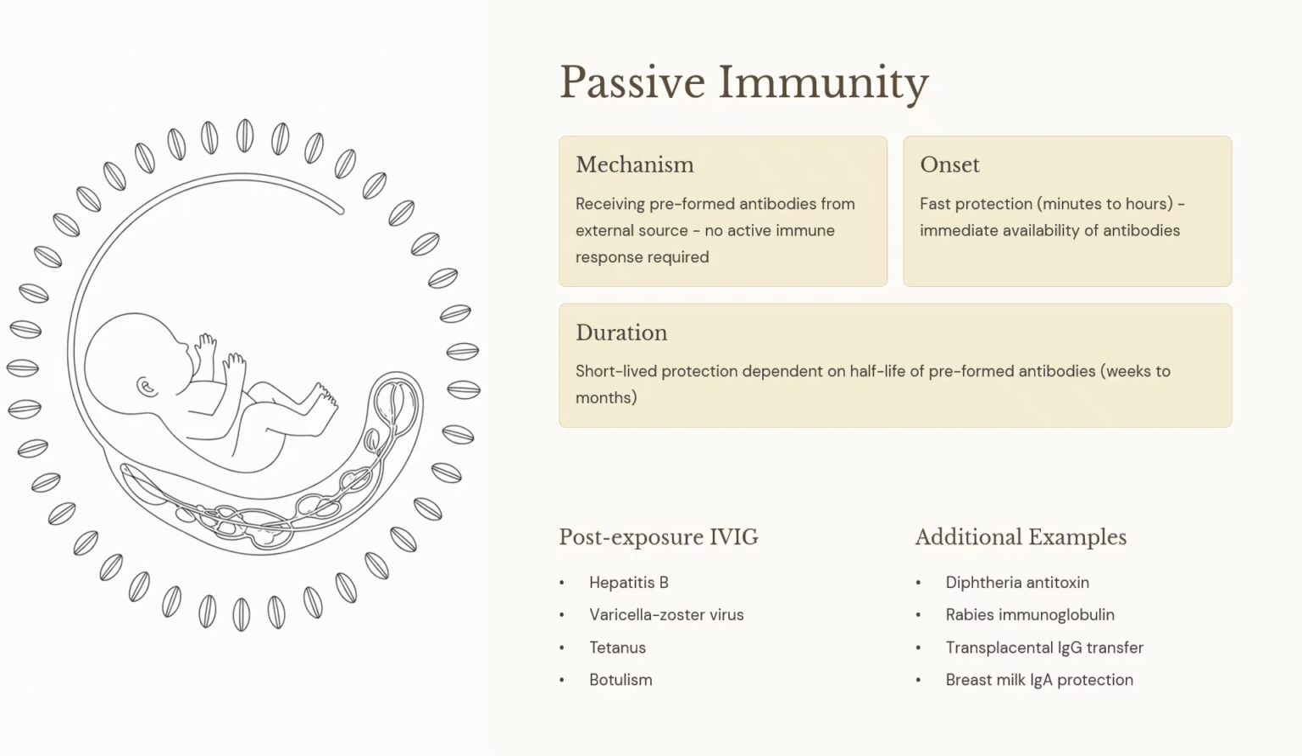What is passive? Receiving preformed antibodies. The body does not produce antibodies, but it receives preformed antibodies from an external source. So, immune activation is not required. Since the antibodies are preformed and being received by the body, there will be fast protection because of the immediate availability of antibodies.